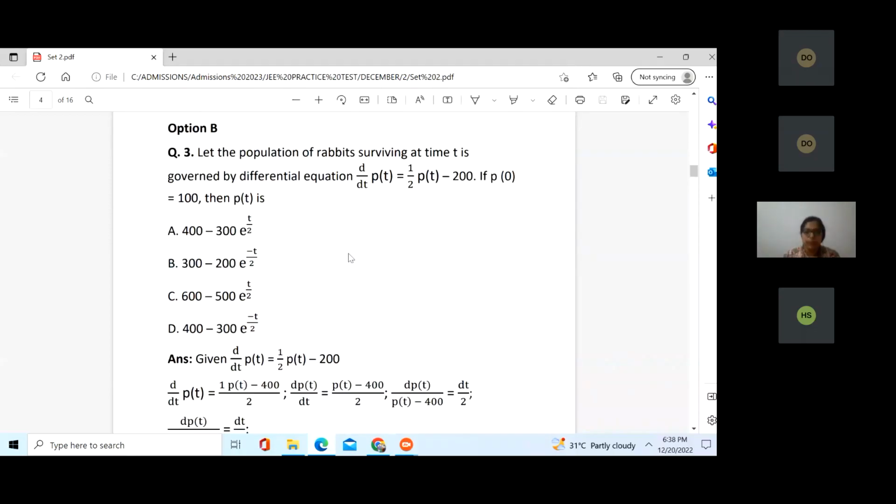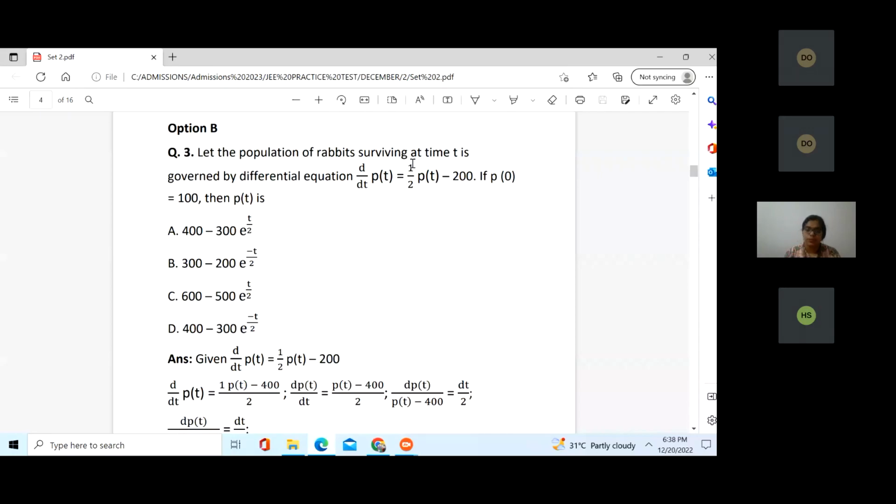We started with the population of rabbits surviving at time t. They have given it in the form of a differential equation, that is d by dt of p(t) equal to 1 by 2 p(t) minus 200. Then p(0) is given as 100. They are asking me to find the value of p(t). These are the 4 options given. So first, d by dt of p(t) equals 1 by 2 p(t) minus 200. I'm going to rearrange these terms.